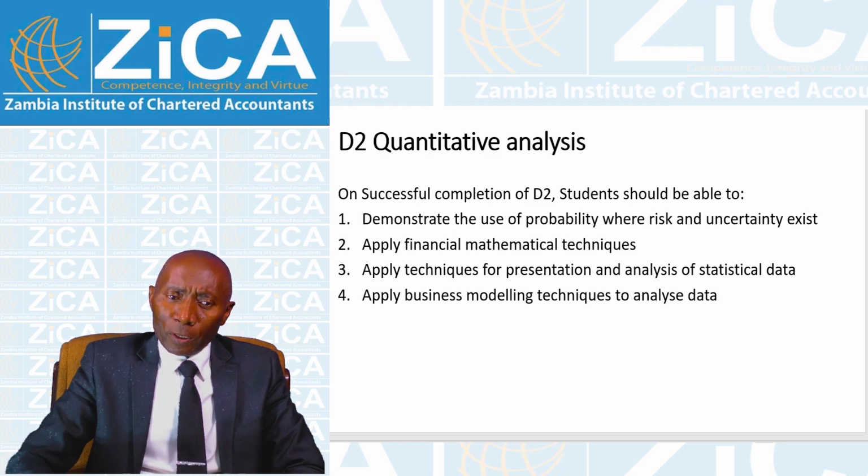What you are supposed to know in the first place is that in D2 Quantitative Analysis, the learning outcomes are that on successful completion of D2, you should be able to: 1. Demonstrate the use of probability where risk and uncertainty exist. 2. Apply financial mathematical techniques. 3. Apply techniques for presentation and analysis of statistical data. 4. Apply business modeling techniques to analyze data.